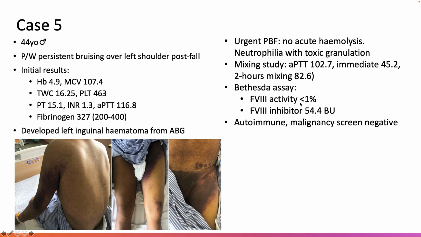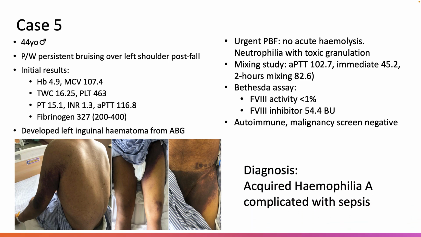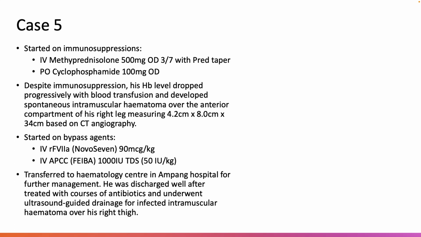You can see that factor VIII is very low, undetectable, less than 1%. And the factor VIII inhibitor is present at a level of 54 Bethesda units. That's very high. When we encounter any patient with acquired hemophilia, we also need to know any potential cause. So we need to screen for autoimmune disease, malignancy, as well as infection. The diagnosis at this point in time is definitely acquired hemophilia A, also complicated with sepsis.